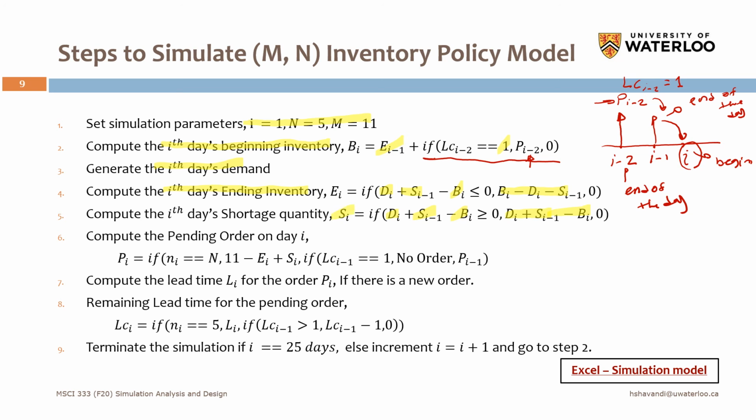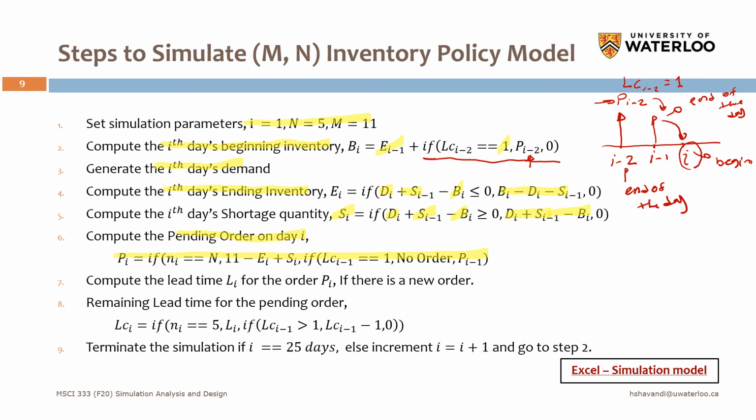For computing the pending order on day I, we have this equation here. If we are on the last day of each cycle, the 5th day, then it's obvious that the pending order will be 11 minus EI, 11 as the maximum inventory level minus the ending inventory level on this day, plus SI, the shortage, if we have.